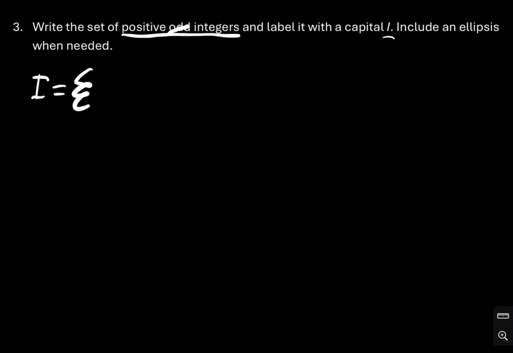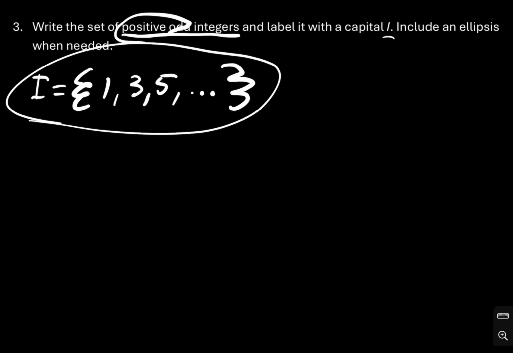But in this case, we're looking at positive odd integers. So our numbers have to be positive and odd. So we can start off and say 1. 1 is positive and 1 is odd as well. The same goes for 3. And the same goes for 5. So these three numbers are positive odd integers. And we can distinguish a pattern here. We're just going to add by 2 each time. So we can use an ellipsis here and say that this set is going to go on to infinity because integers can go on to infinity. So all we'll have to do is just close this set here, and that's going to be your answer.